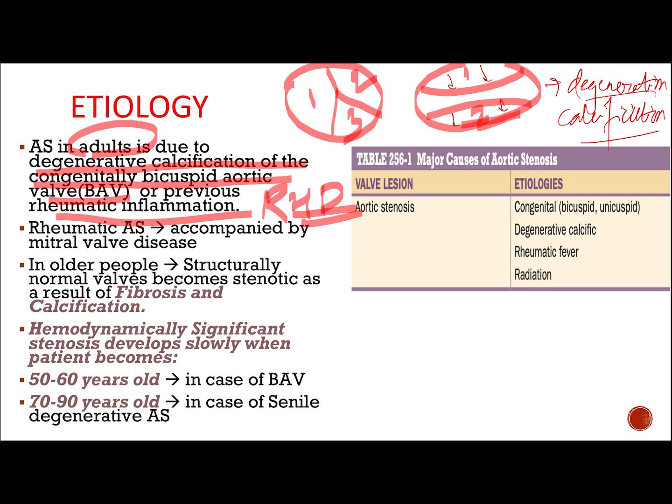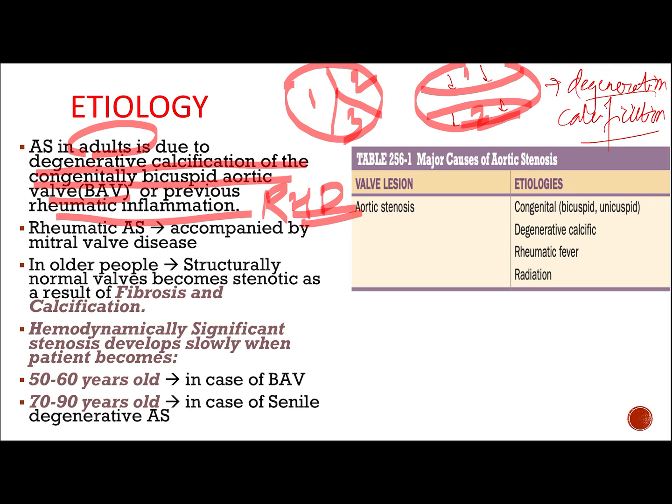So rheumatic heart disease and a congenital bicuspid aortic valve would be the most common causes in adults. Now, why am I saying adults? Because a child with a congenital bicuspid aortic valve will not present as a child, because it takes a lot of time to develop the symptoms. So the age of presentation is very delayed. A child who was born with a congenital bicuspid aortic valve will present in midlife, about the 30s or 40s, with symptoms, right?